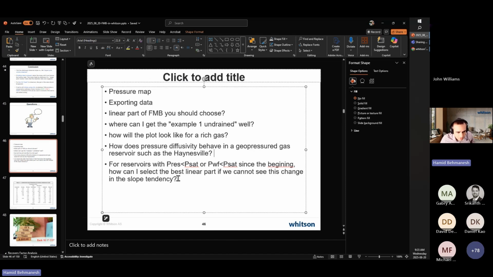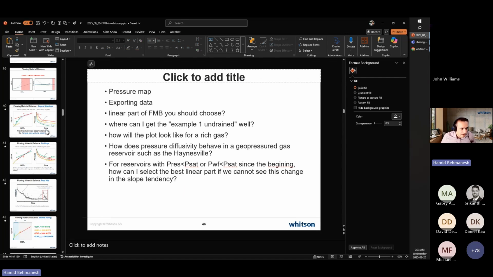The other question is for reservoir pressure less than saturation pressure, where we are initially in the two-phase slope. Theoretically, the method should work. And the simple way to test it is to generate synthetic data, initially for a reservoir in a two-phase condition, and generate the history and import that history as a synthetic production of the well and analyze the data. So these are some of the questions.